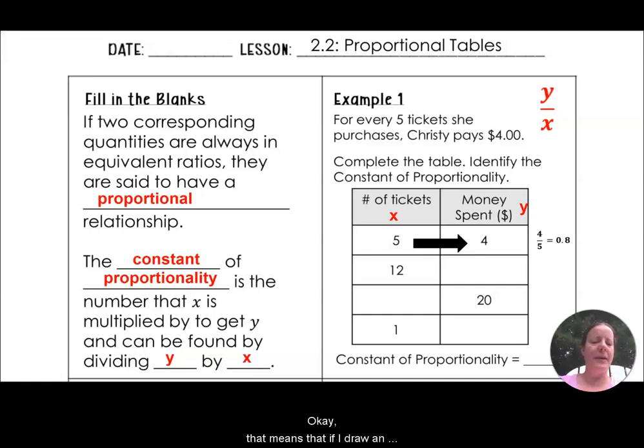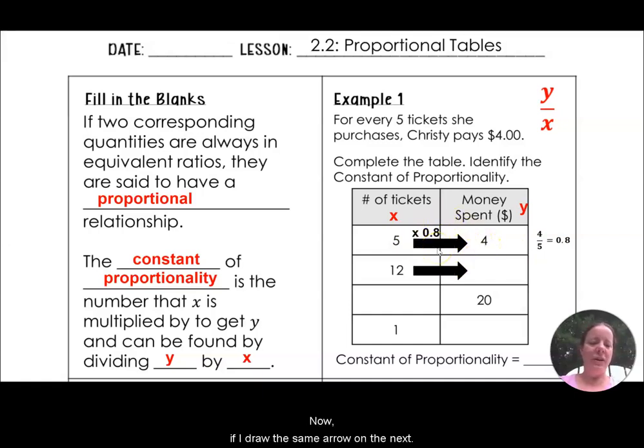Okay, that means that if I draw an arrow, if I go from 5 to 4, what number do I have to multiply by to get 4? Well, that's really weird. To multiply usually makes numbers bigger. Why is this getting smaller? It's because this number that we ended up getting is smaller than 1. Anything smaller than 1 makes the value at the end smaller. So I'm going to multiply 5 times 0.8, and that gives me 4.